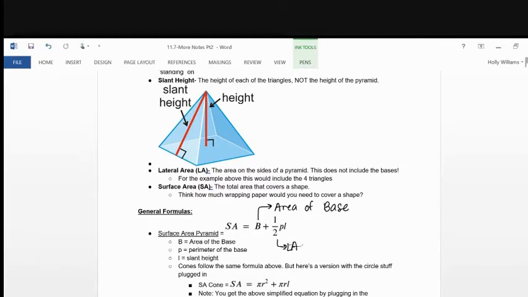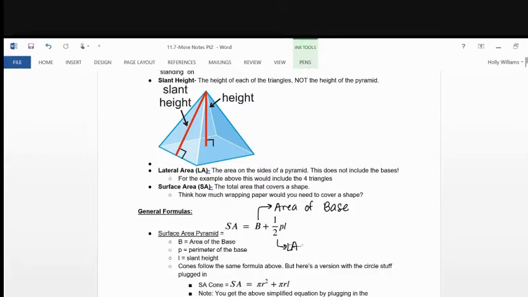What does the P stand for? Same as before: perimeter of the base. Good. So P is the perimeter of the base, and L is that new one we're talking about. It's slant height. So it's L, and that is a bad variable to use.